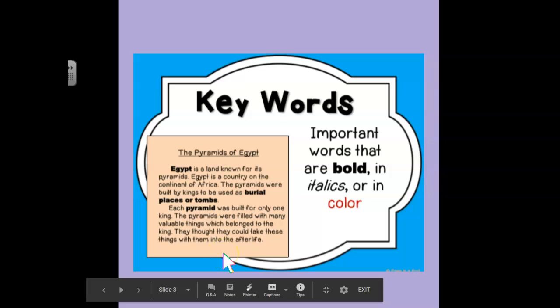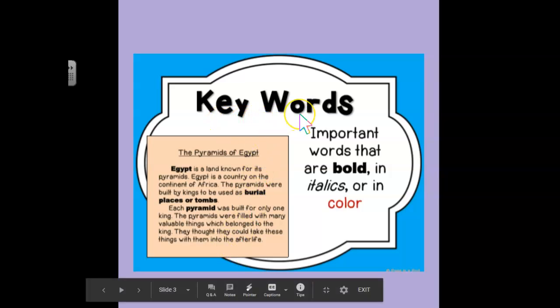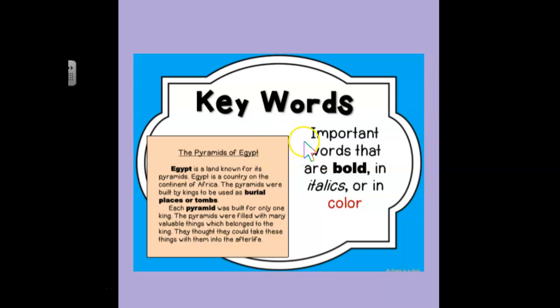All right, another thing is different types of print to help us locate key words or important words. So sometimes the author wants you to pay attention to those important words. They may use bold or darker colored print. They may use italics. That's the slanted print. Sometimes they use different colors or even highlight them to make us pay attention to them.